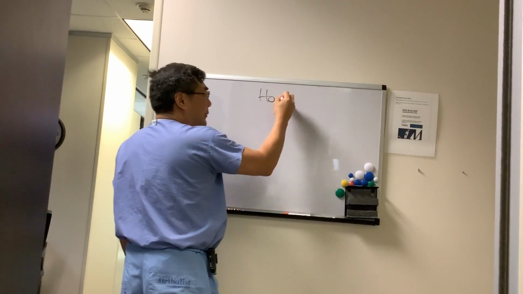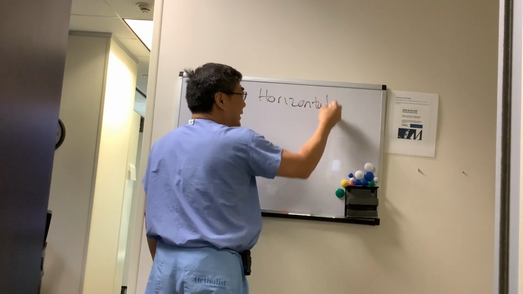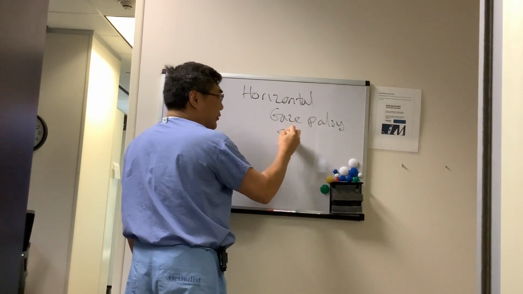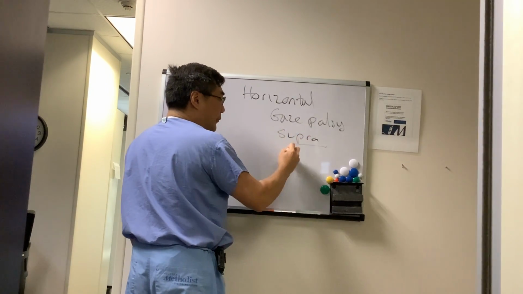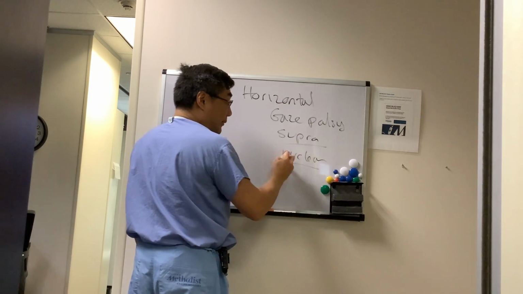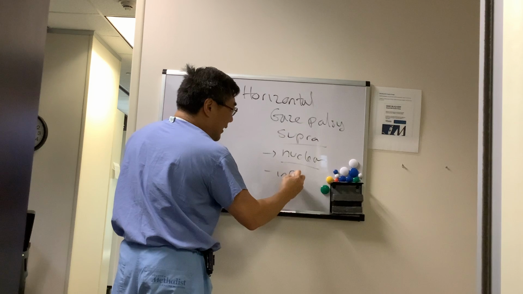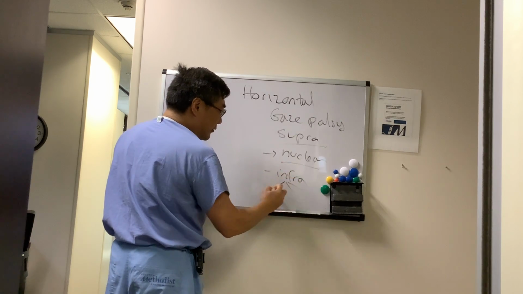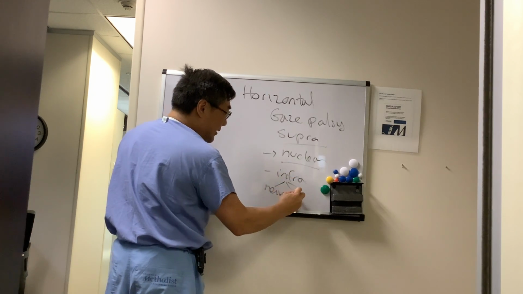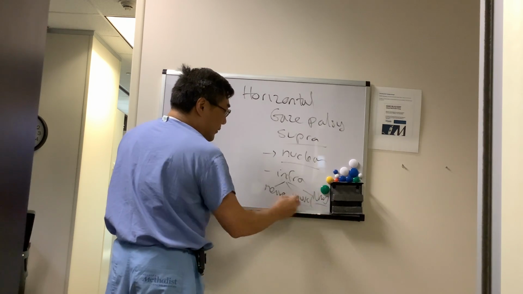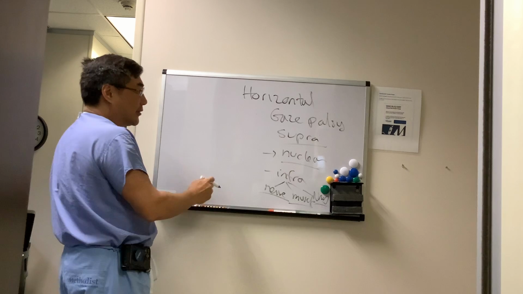So today we're going to be talking about horizontal gaze palsy and how we can differentiate supranuclear, which is above, supra, from nuclear, which is the starting point of the nuclear and infranuclear pathway, and the infranuclear pathway, which includes the nerve, the muscle, and the neuromuscular junction. So it could be the nerve, the muscle, or the neuromuscular junction.